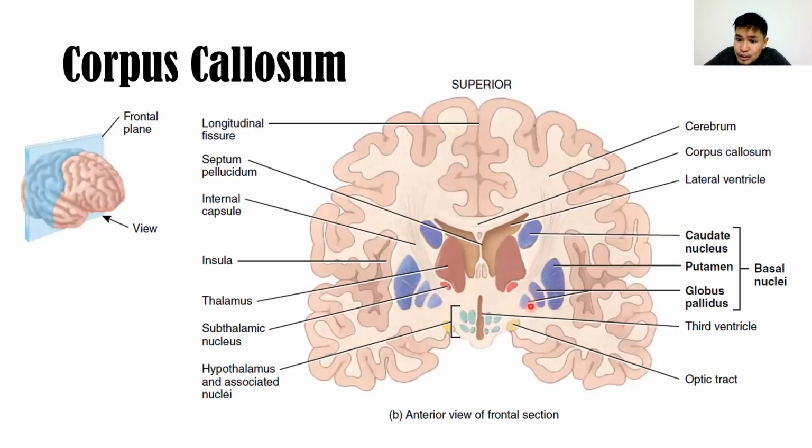Your globus pallidus and your putamen are collectively termed your lentiform nucleus. Lentiform nucleus plus your caudate nucleus is termed your corpus striatum. Why corpus striatum? Because the internal capsule looks like striations, lines that cross along these nuclei. This is called your corpus striatum. So the basal nuclei is composed of your caudate nucleus, putamen, and your globus pallidus.